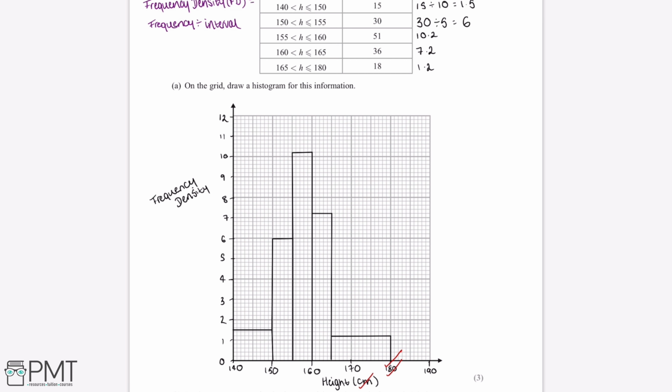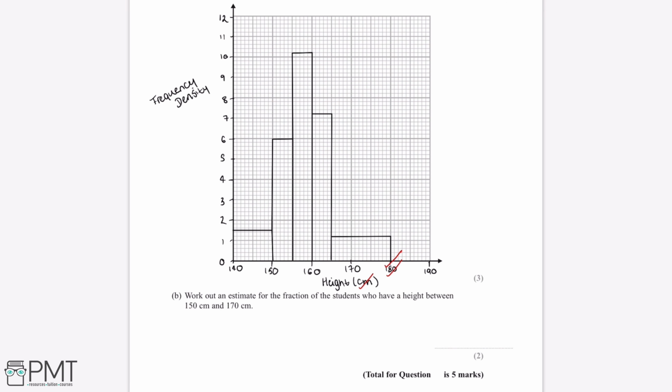Work out an estimate for the fraction of students who have a height between 150 centimetres and 170 centimetres. So for a histogram, the area is equal to the frequency. So in order to estimate the fraction of students with heights between 150 centimetres and 170 centimetres, we'll need to work out the area for the bars between 150 and 170 centimetres.